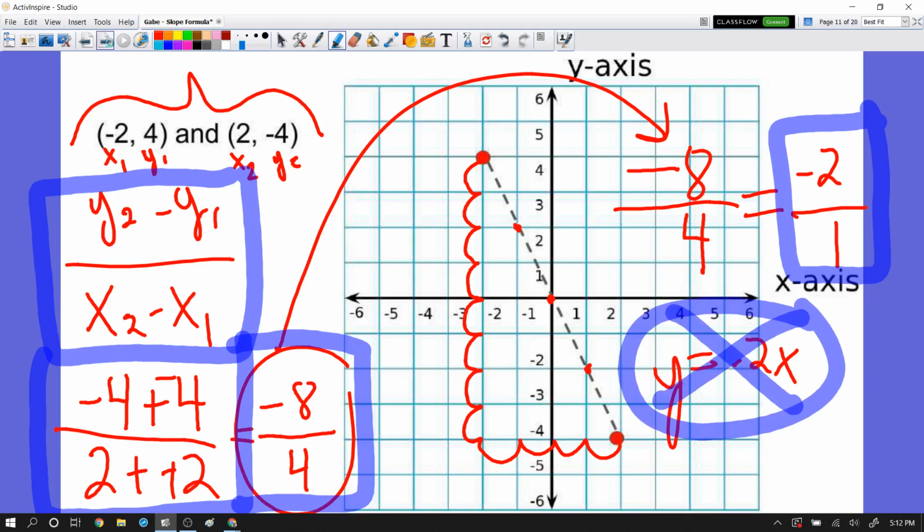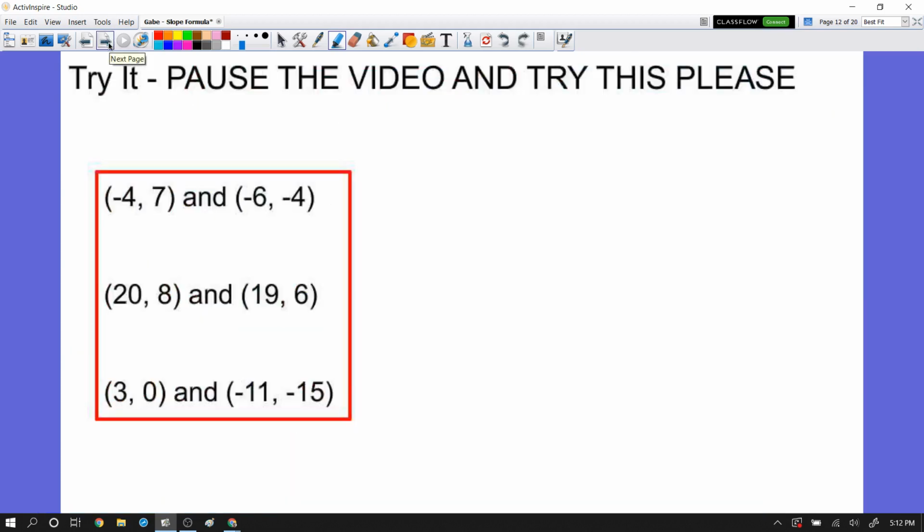So there should be 4 sections at least, or I mean at least 3, because if you don't have to reduce, then it'll eliminate 1. Set it up, substitute it in, solve it. Set it up, substitute it in, solve it. Set it up, substitute it in, solve it.